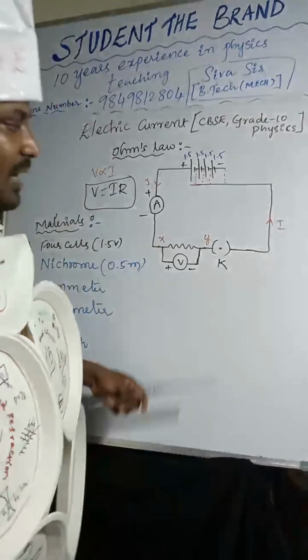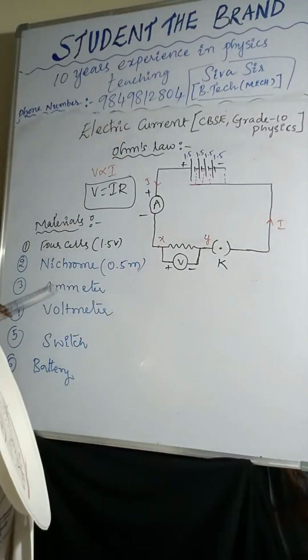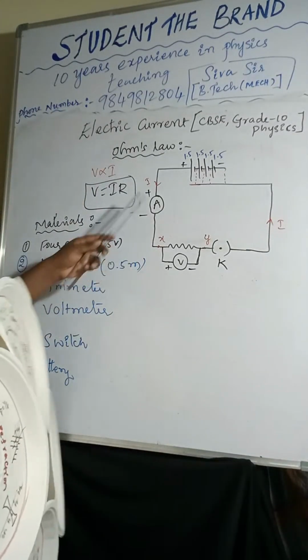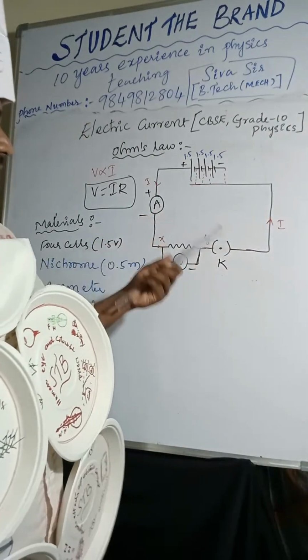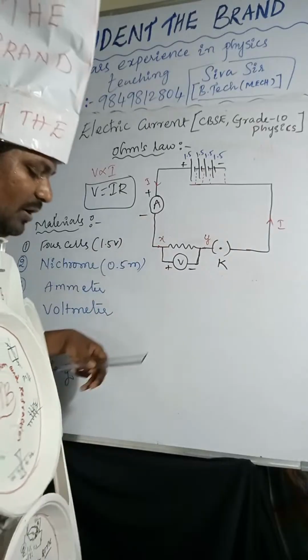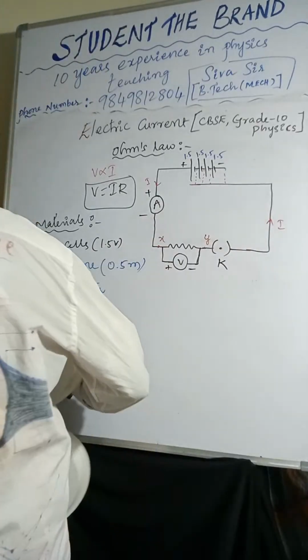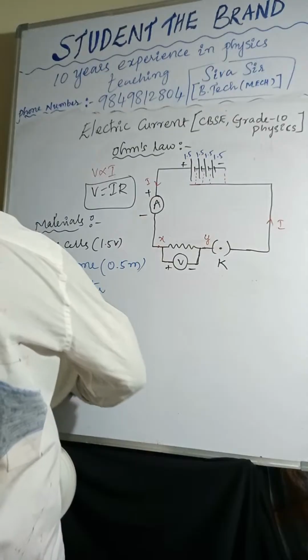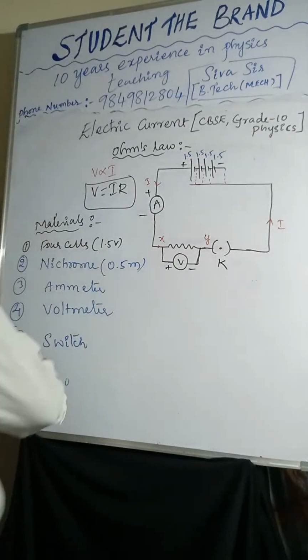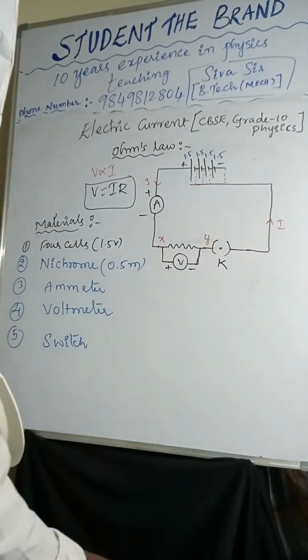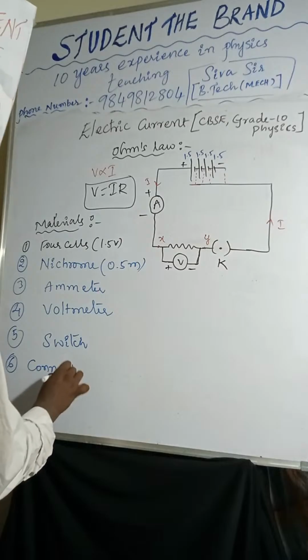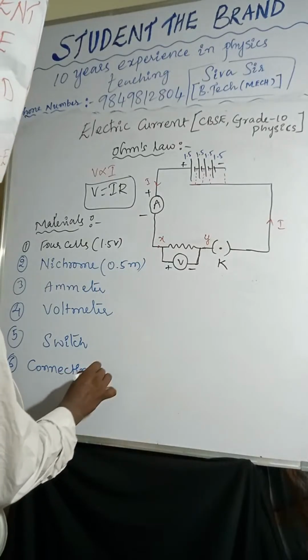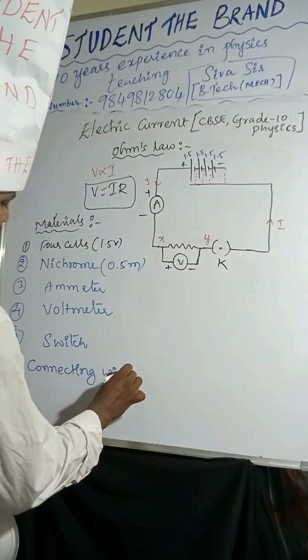Now you are considering the ammeter, voltmeter, switch, and battery. For the battery we are considering only 4 cells. The last one is the connecting wires. Sixth one is connecting wires. I hope it is very clear.